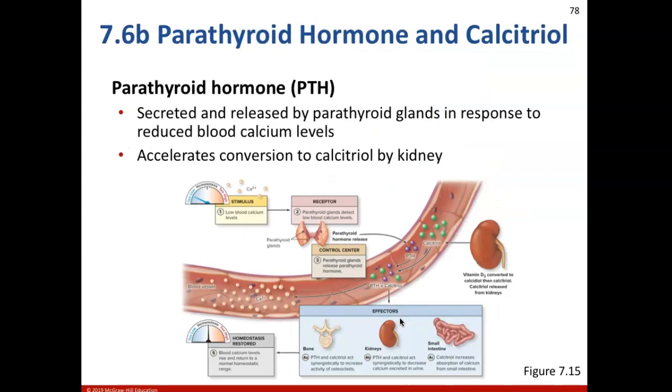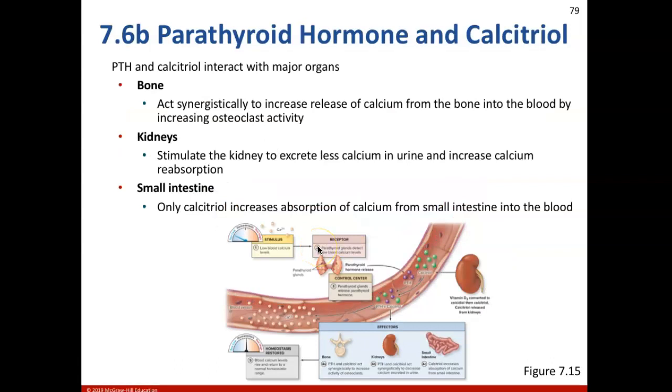Now for our parathyroid hormone. This is secreted by our parathyroid glands. You may not have heard of them just yet, but they sit on the posterior aspect of our thyroid gland that we find within the neck region. They are going to respond in instances in which our blood calcium levels are too low. So it helps to accelerate the conversion of calcitriol by the kidneys.